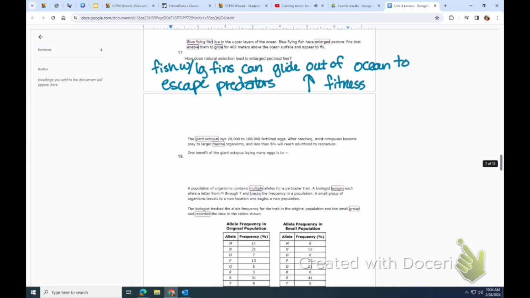The next one is 17, not 18. No, so the numbers are below the questions. So we just finished 17. The next one's 18. And it's formatted really strange.